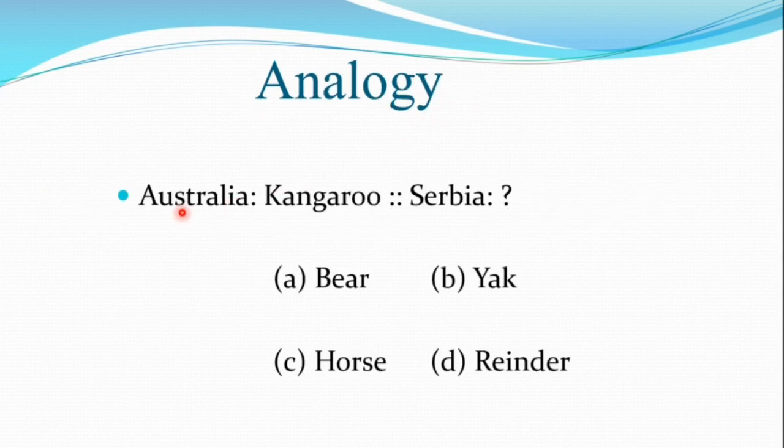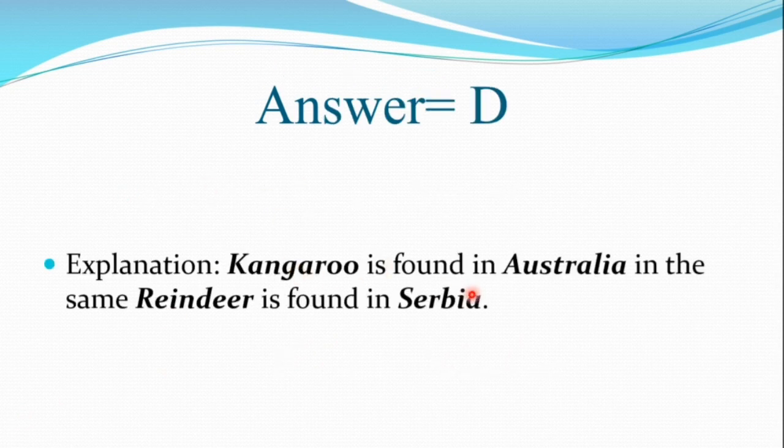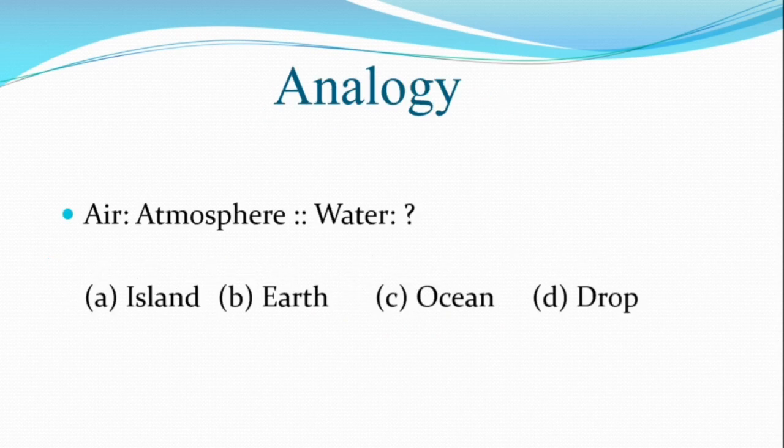Next question. Australia, kangaroo, Serbia, question mark. It's option A, bear, B, yak, C, horse, D, reindeer. And the correct answer is option number D. Kangaroo is found in Australia. In the same way, reindeer is found in Serbia. Let's move on. Next question.